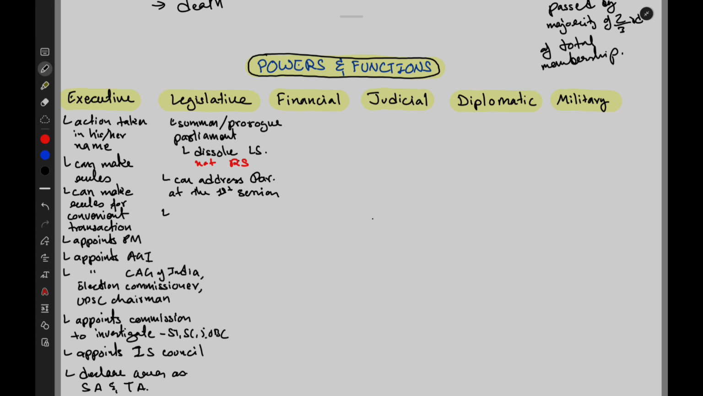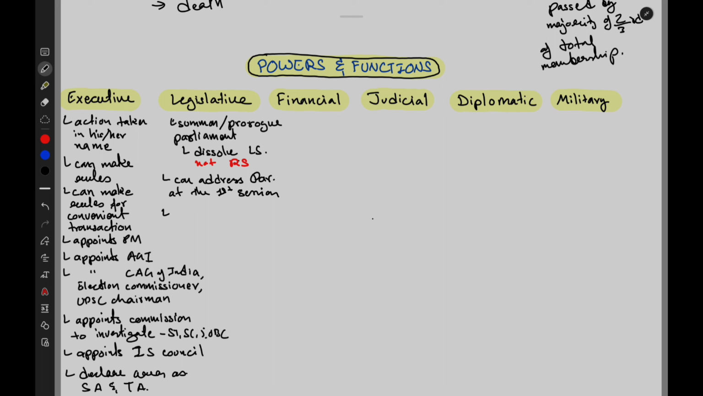Now moving ahead, let's study the powers and the functions. Powers and functions of the president are divided into various heads: executive, legislative, financial, judicial, diplomatic and military. Executive powers of the president: all the actions of the government are taken in his or her name, and he can make rules relating to the administration of the government. He can make rules for the convenient transaction of the business of the government. He appoints the prime minister, the attorney general of India, the comptroller and auditor general of India, election commissioners, and the UPSC chairman.